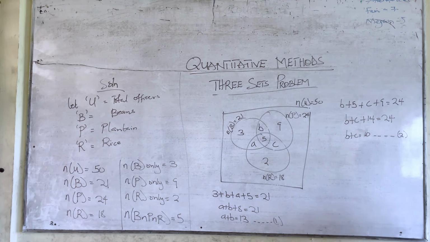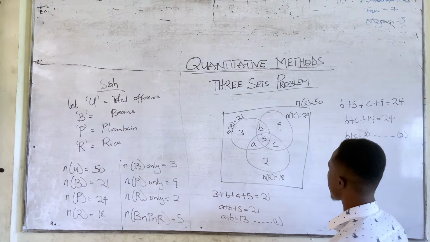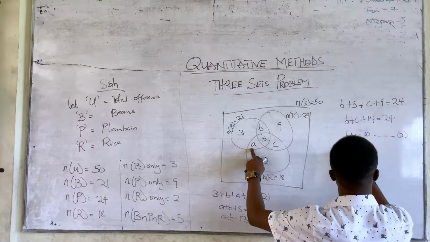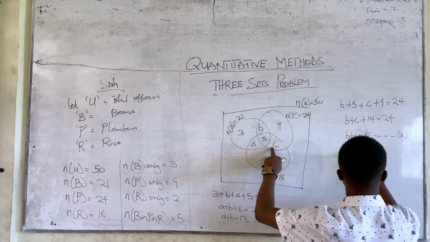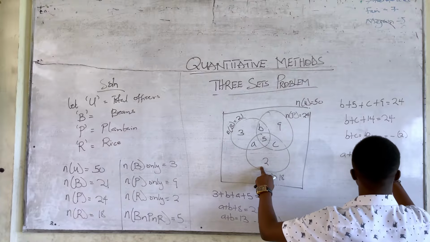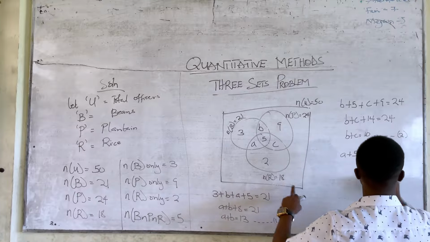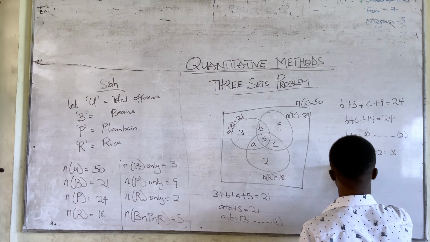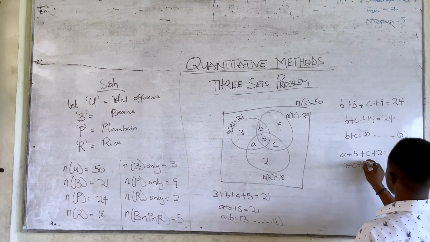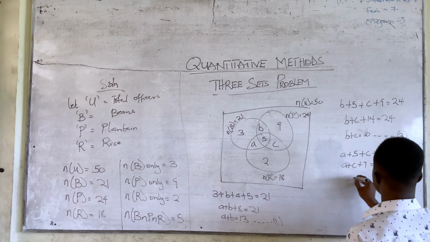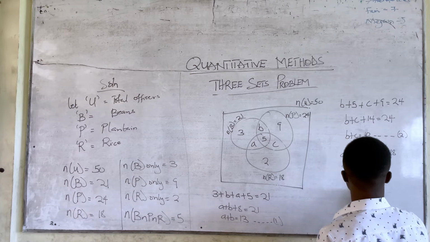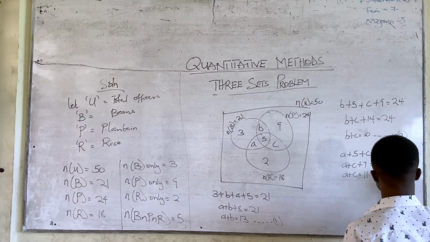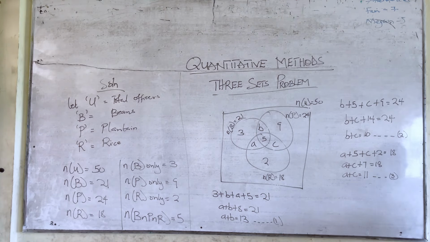Now let's move on to the third one, which is the rice. And so for rice, we have A plus 5 plus C plus 2 equal to what? 18. Okay, so A plus C plus 5 plus 2 is what? 7. Okay, equal to 18. So A plus C is equal to 18 minus 7 is 11. Okay, so this one becomes equation 3. Right, so now you have what?